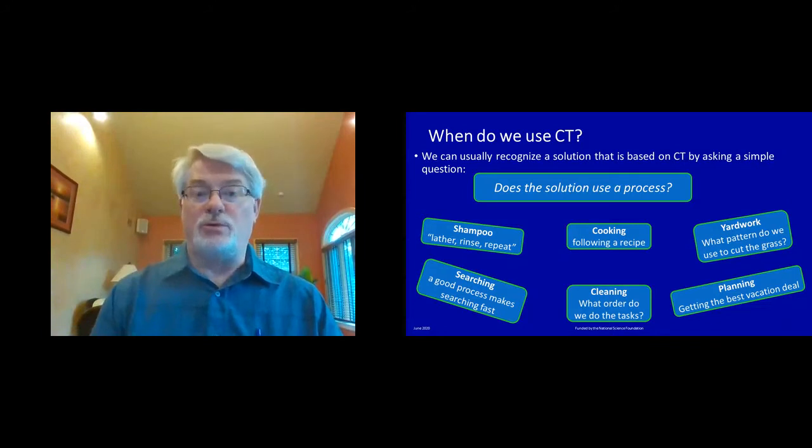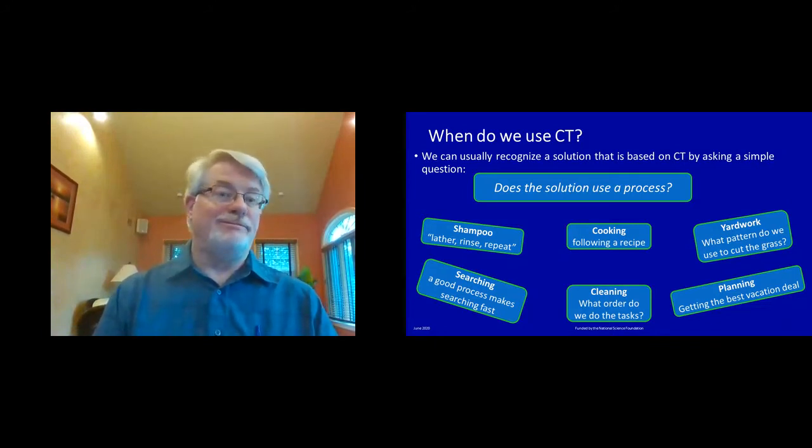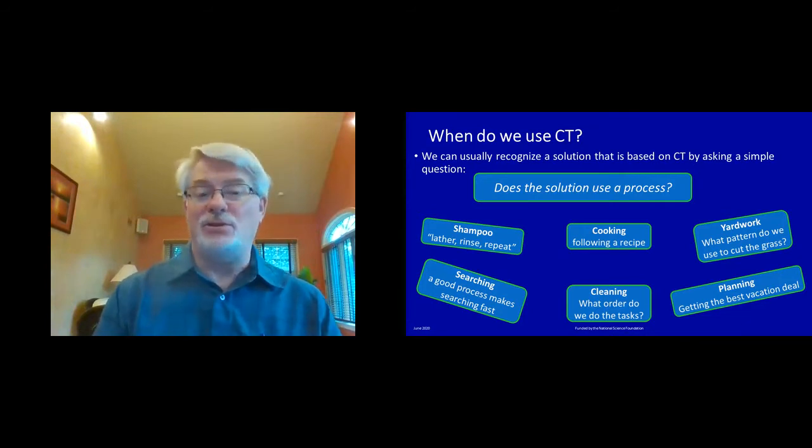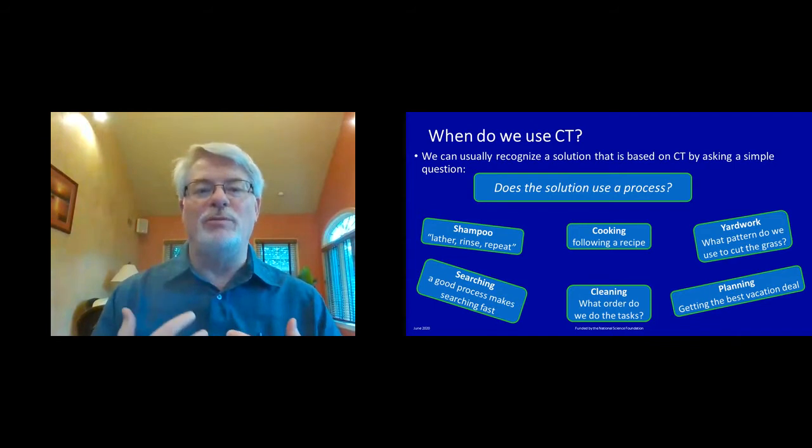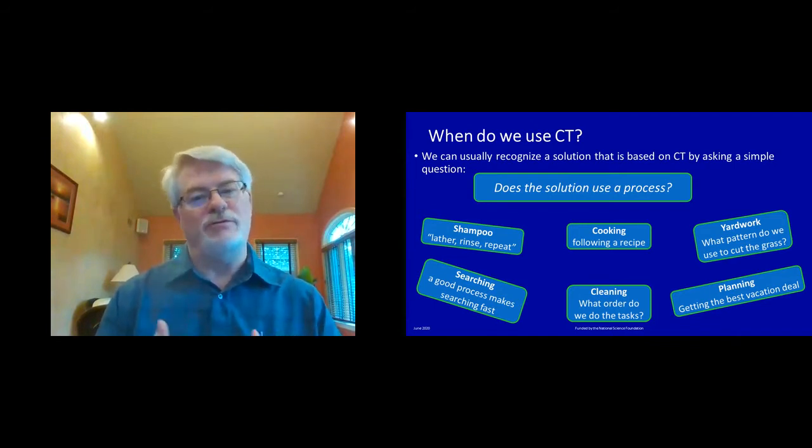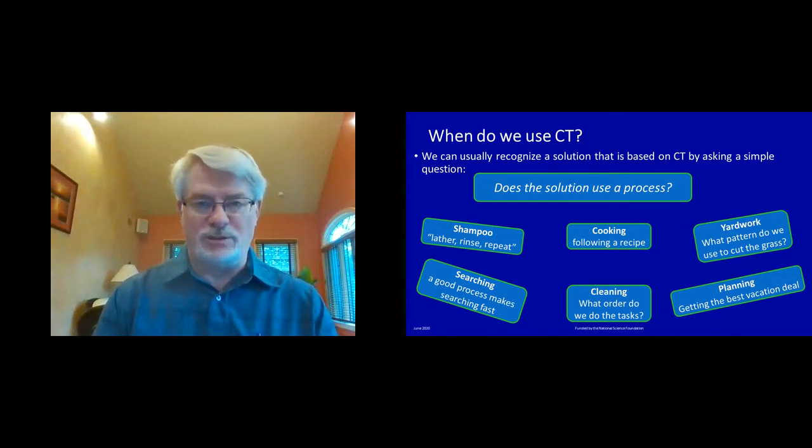So that brings up the question, when do we use computational thinking? Well, a lot of places and a lot of situations. And the rule of thumb I use is really to focus on that 5th broad thinking skill, which is if we're using a process as part of our solution, that probably means we incorporated computational thinking one way or the other. So here are some examples.